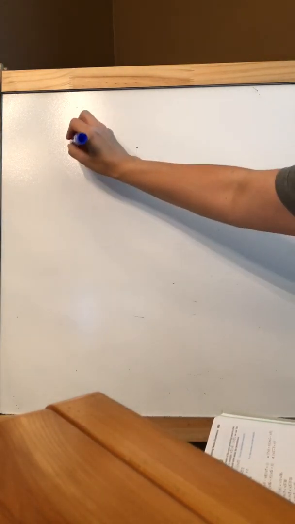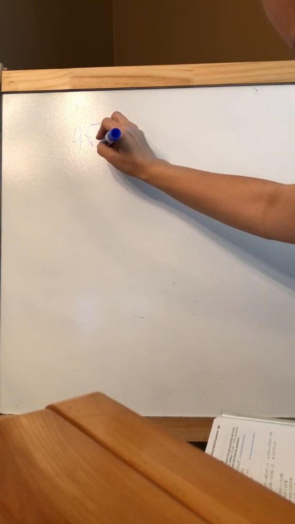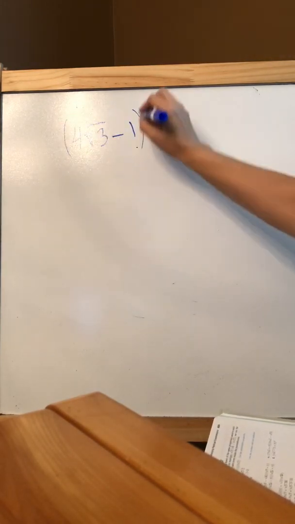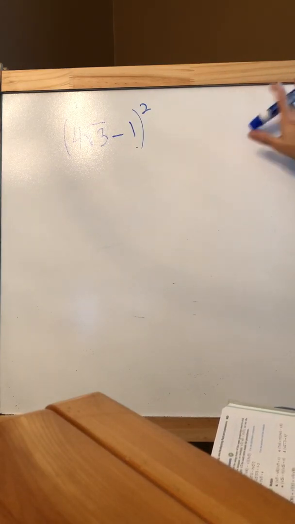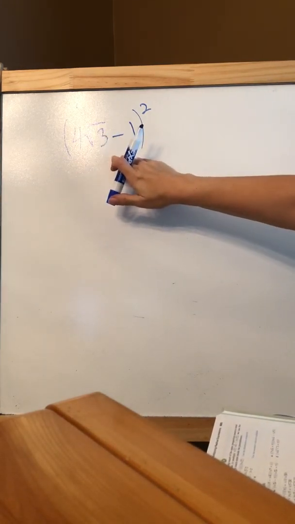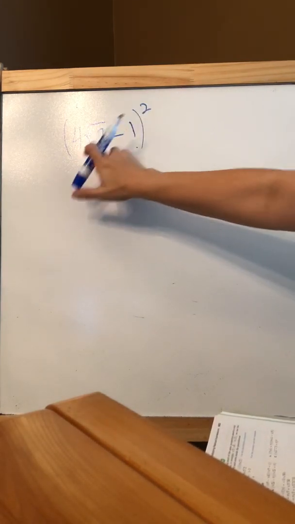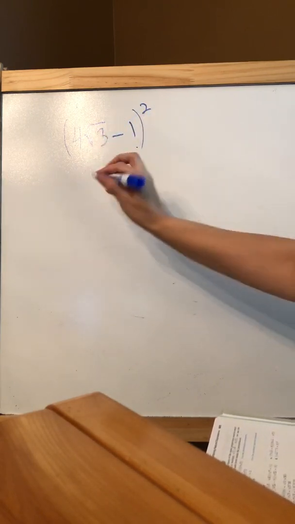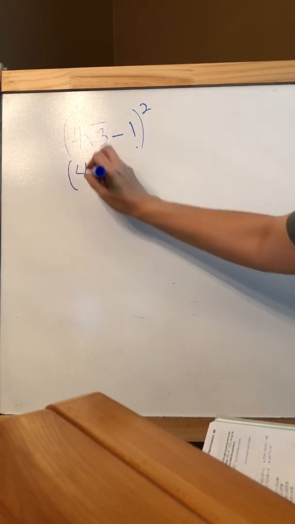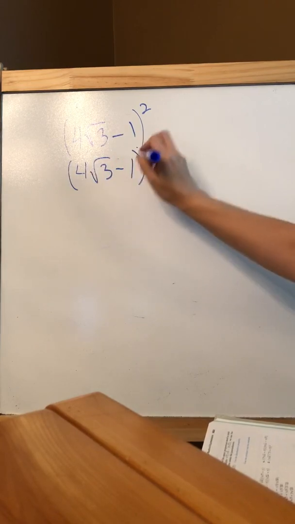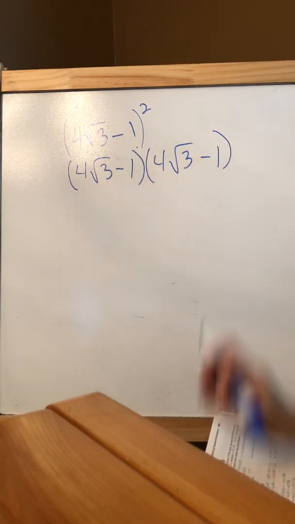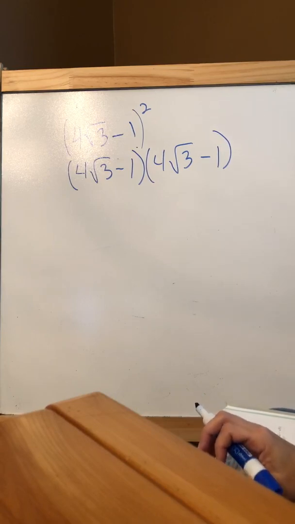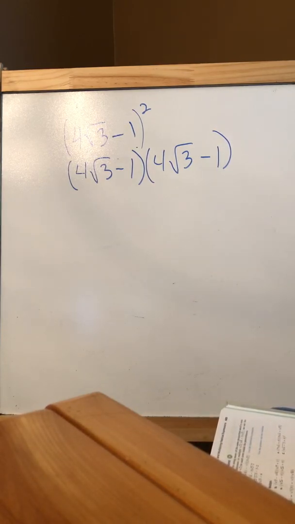D says 4 times the square root of 3 minus 1, and we're going to square the whole thing. You should remember from Algebra 1 and 2 that when you square a value like this, you can't square each individual thing. You have to write it out multiplied by itself. Okay? So now we're just going to use FOIL.